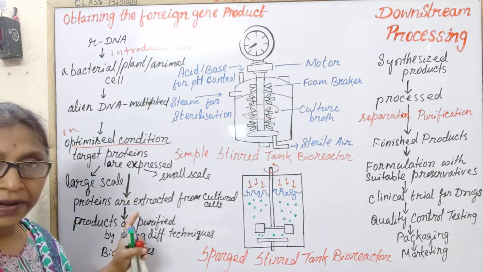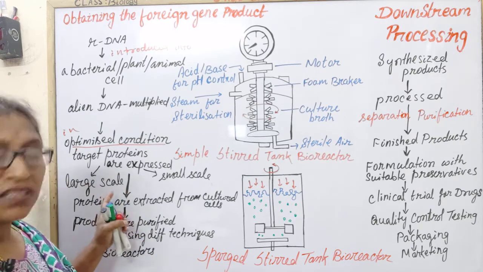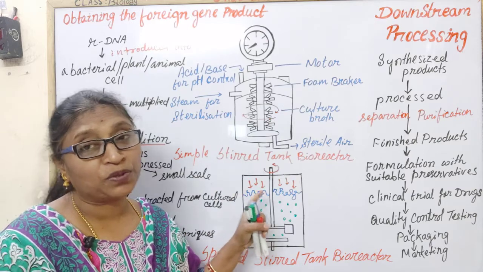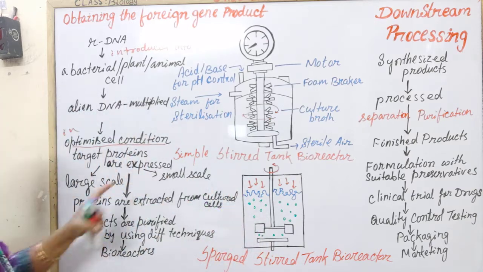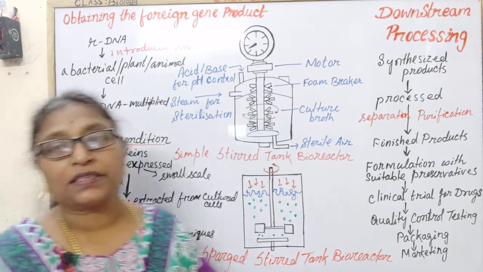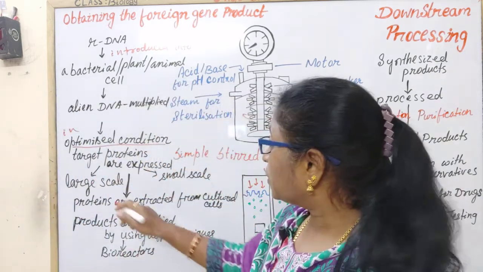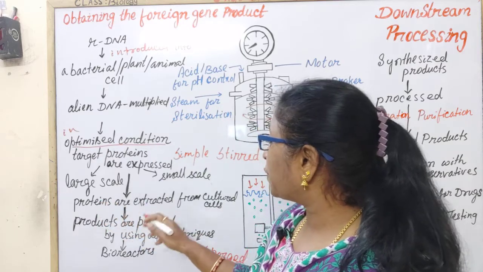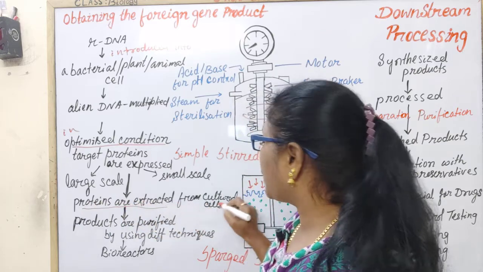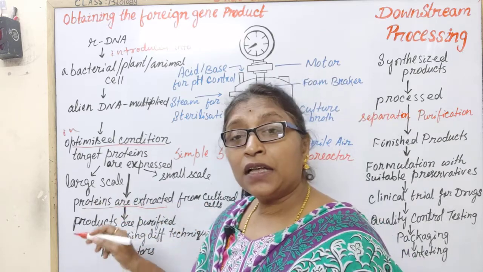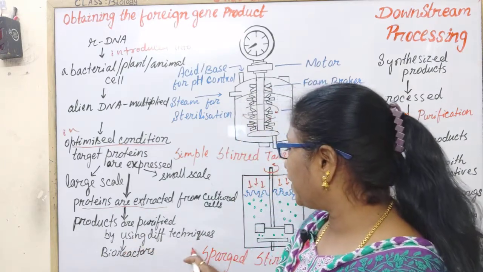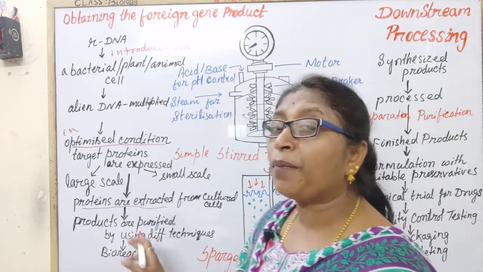That has to be maintained on a large scale in the industries, or on a small scale in the laboratories for research purposes. The proteins are extracted from these cultured cells. Cells are cultured, and from the cultured cells the proteins are extracted. Then the products are purified by using different techniques, by using the bioreactors.